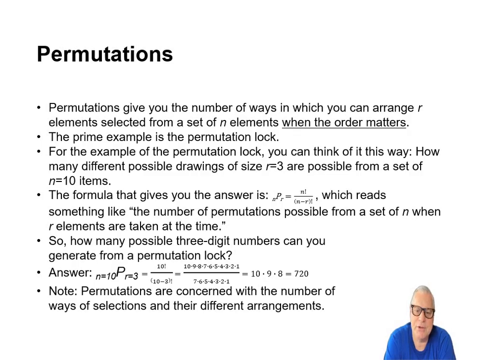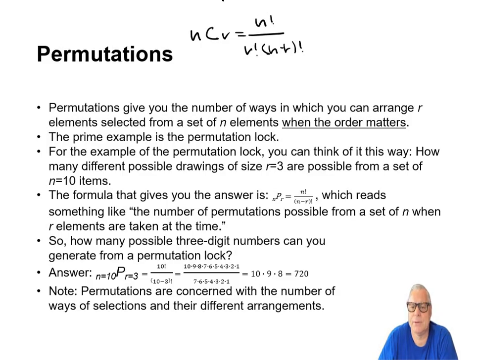Think of it this way. How many different possible drawings of size R are possible from a set of N items? The formula that gives you the answer is permutations, and it is very similar to combinations. In combinations, we said N choose R is equal to N factorial over R factorial times N minus R factorial. For permutations, the numerator is the same, N factorial, but the denominator is just N minus R factorial. This reads something like the number of permutations possible from a set of N when R elements are taken at a time.